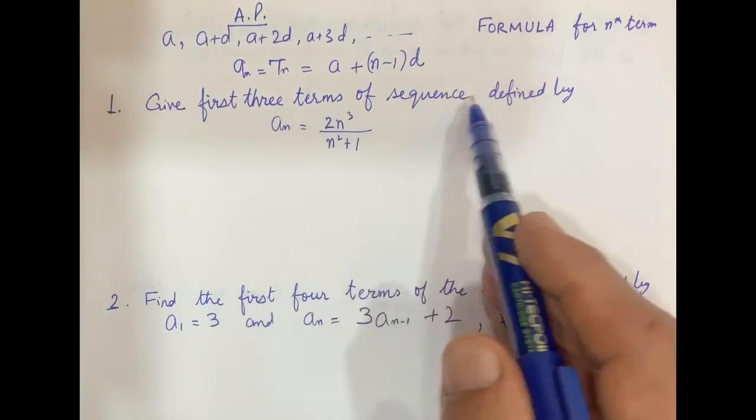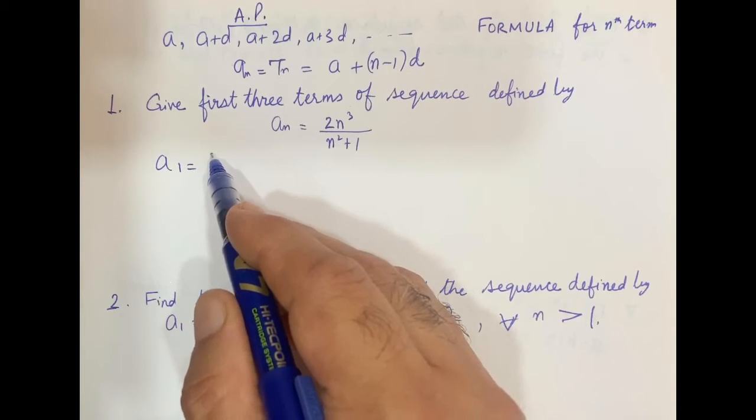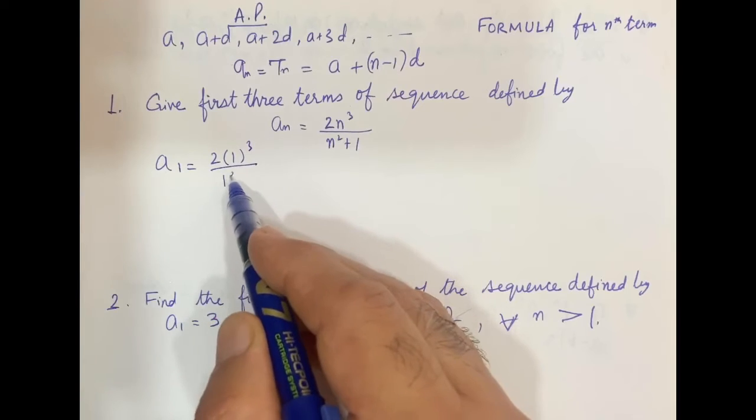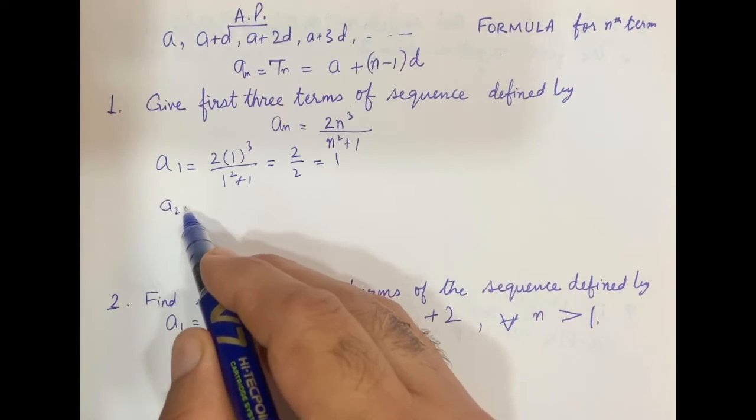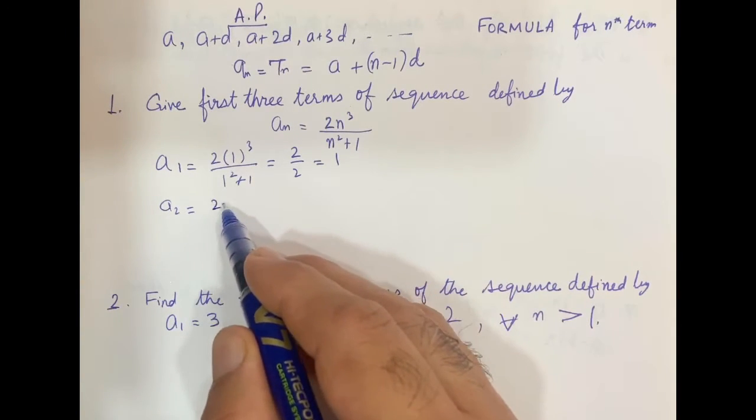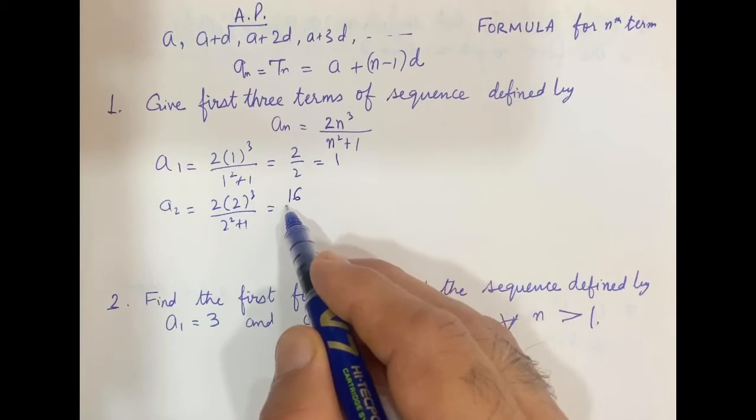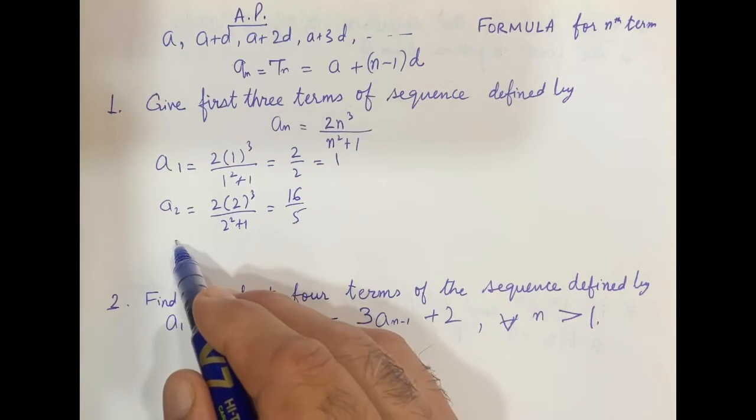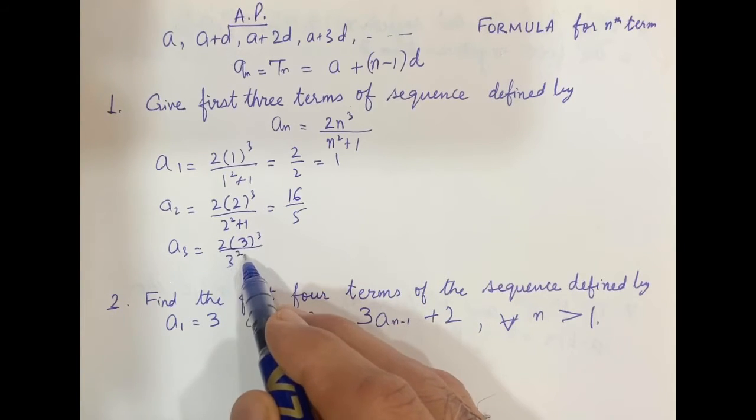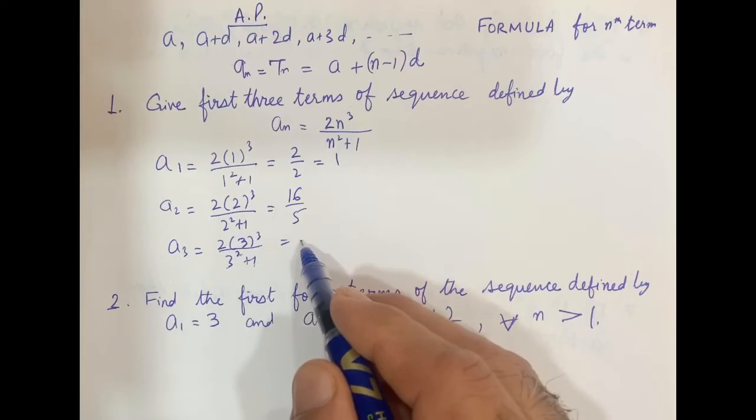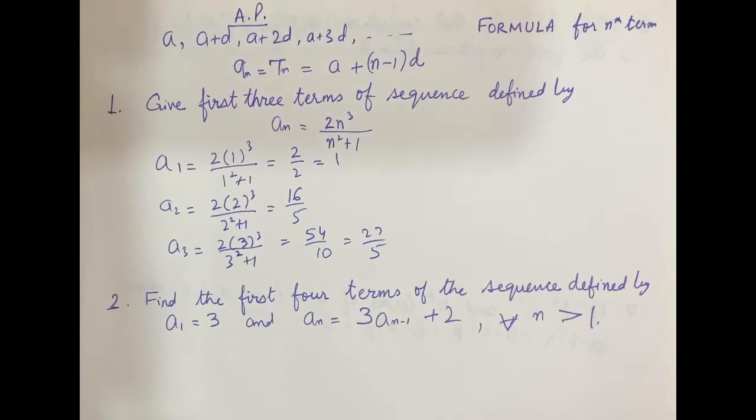The first one, we have to write the first three terms of the sequence given by this. So for the first term, we put n is equal to 1. This is 2 into 1 cube upon 1 square plus 1. This is 2 upon 2, this is 1. The second term, we put n is equal to 2. This is 2 into 2 cube upon 2 square plus 1. This is 16 upon 5. And the third one, this is 2 into 3 cube upon 3 square plus 1. This is 54 upon 10 or 27 upon 5. So these are the first three terms.